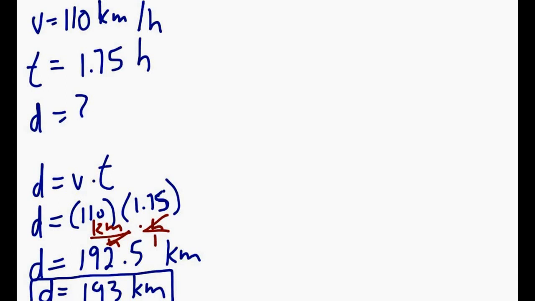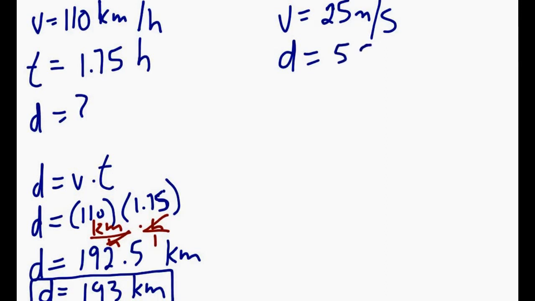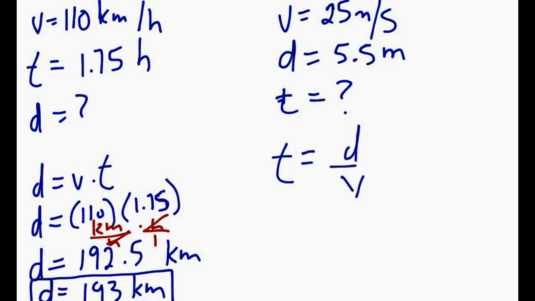So let's use meters again. Let's suppose we have a velocity of 25 meters per second, and we're going to cover a distance of 5.5 meters. The question is, how long did that take? What is our time? Same thing, except let's solve it for time this time. So it'll be distance divided by velocity. Plug those into the formula. You'd have 5.5 divided by 25.